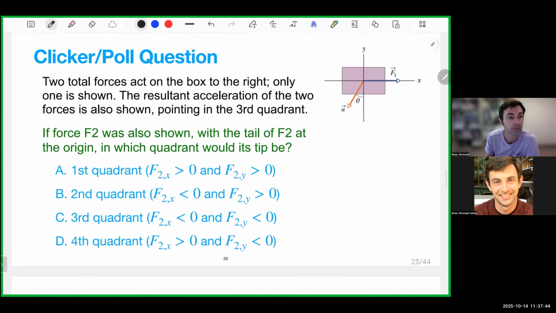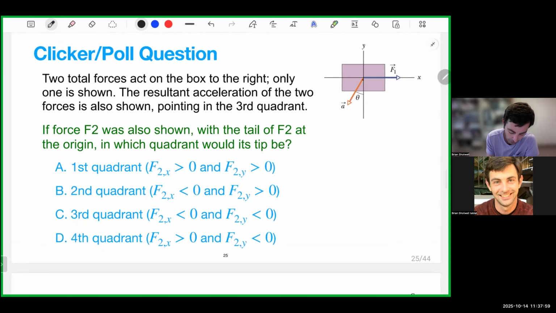Let's try this one. Two total forces act on the box to the right. Only one is shown. Now you've got to be really careful. This is an acceleration, which doesn't belong on a free body diagram. Really, this should be written somewhere else. The acceleration is down and to the left at some angle theta.